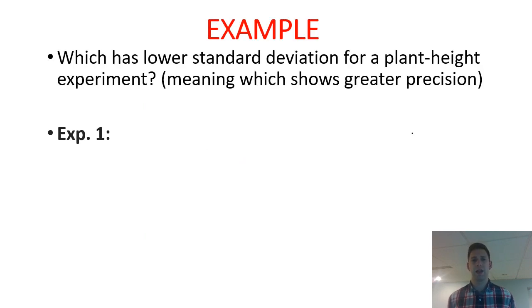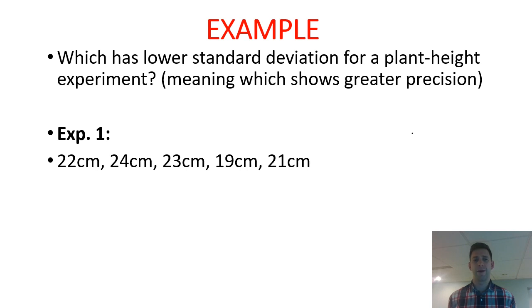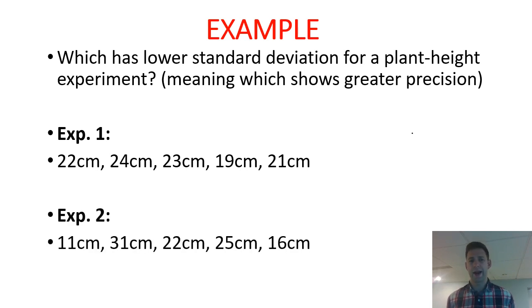Let's say I had 5 trials in experiment 1 and the plants were that tall. And then I had 5 trials in experiment 2 and the plants were this tall. Which one of these would have a lower standard deviation? Meaning which one of these shows greater precision?